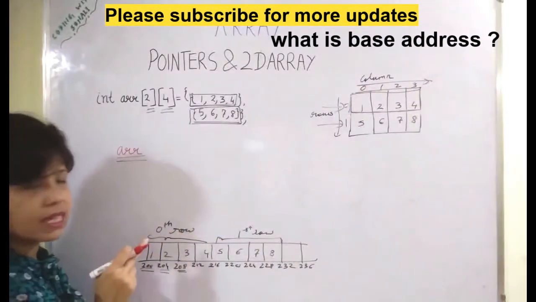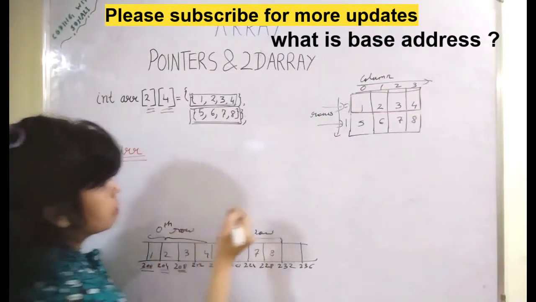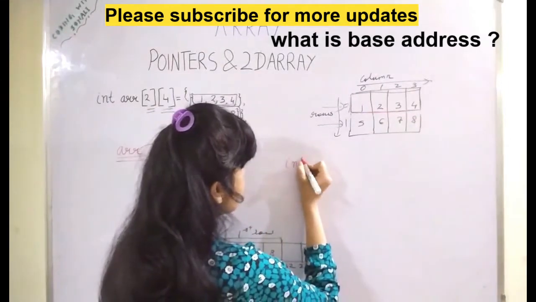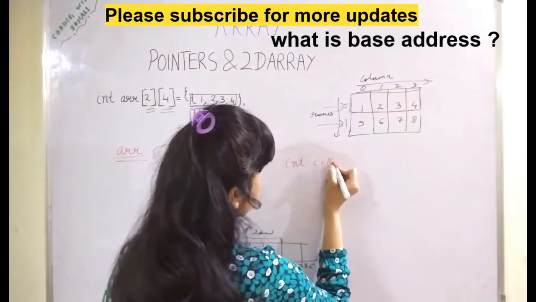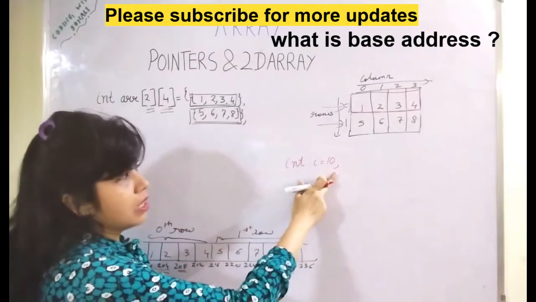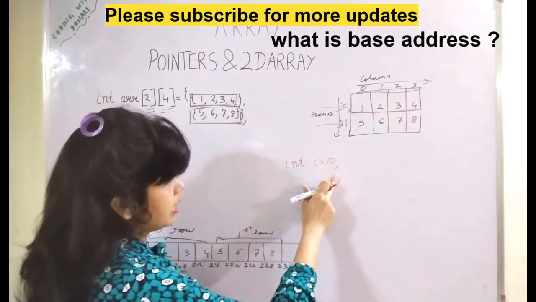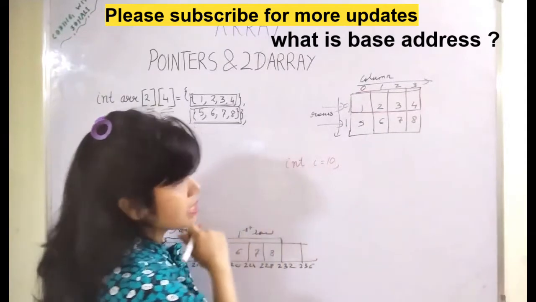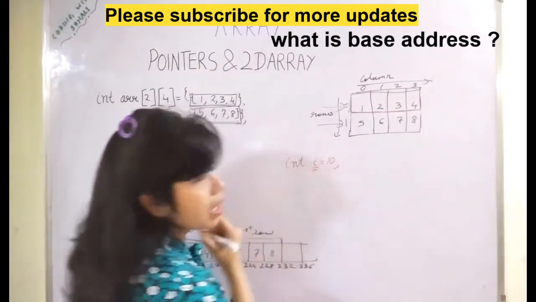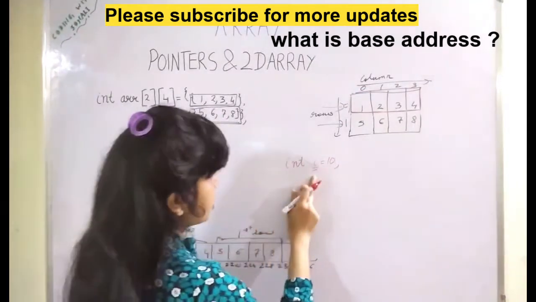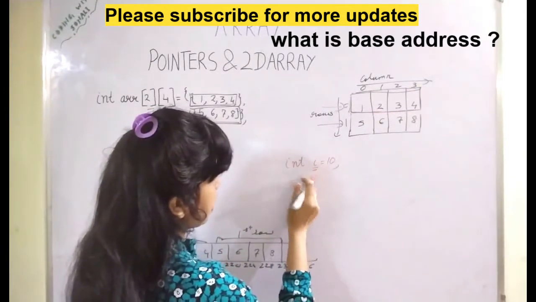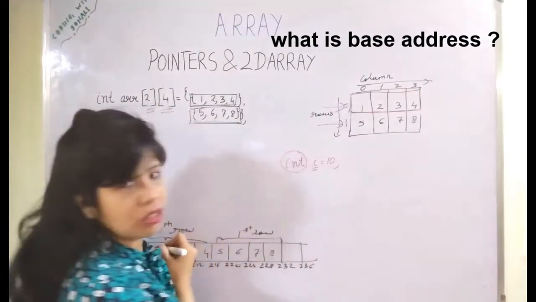So what is the base type actually? For example, if we consider this example, int i = 10. If I take a variable i whose data type is integer and value is 10, and I ask what the base type of this variable i is, we say the base type of i is simply an integer.